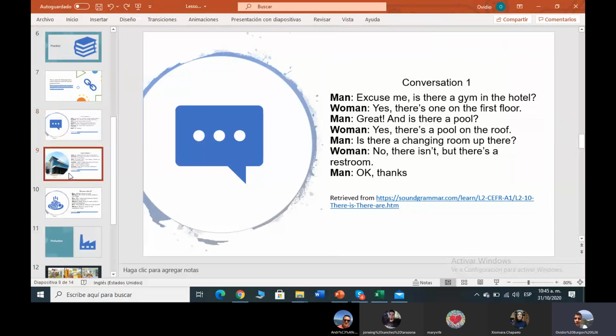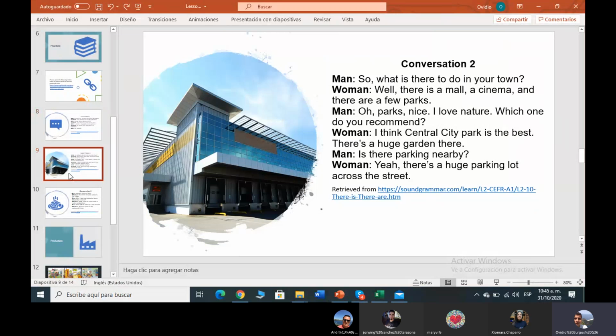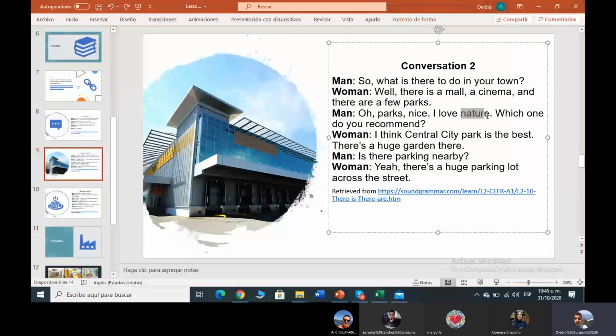Other important words in here are, for example, let me see here, this word. The correct pronunciation is nature. Nature, okay? Nature. Which one do you recommend? Central Park is the best.